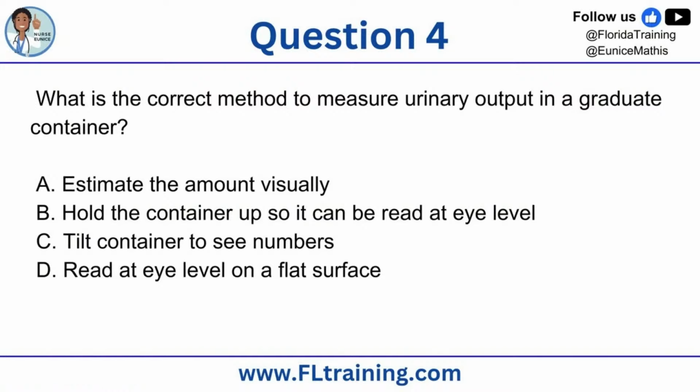Question 4. What is the correct method to measure urinary output in a graduated container? Would it be A, estimate the amount visually, B, hold the container up so it can be read at eye level, C, tilt the container to see the numbers, or D, read at eye level on a flat surface? So you just empty the drainage bag. You need to empty the contents from that drainage bag. How do you read what's inside of it?